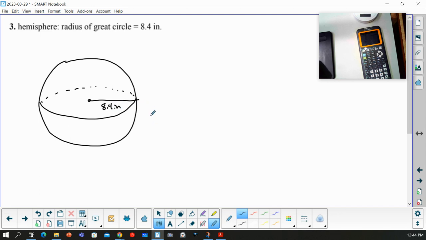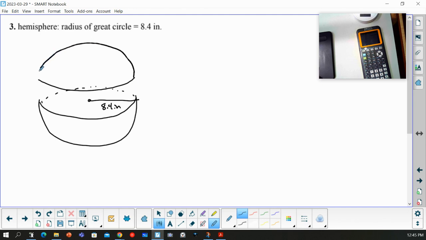Now, the thing is, when I create a hemisphere, and let me grab my eraser here, you're cutting this thing in half. You're cutting the sphere exactly in half. And so a lot of people, when they're doing the surface area questions, want to say, okay, well, we're going to just do half of a sphere. But that doesn't actually work.